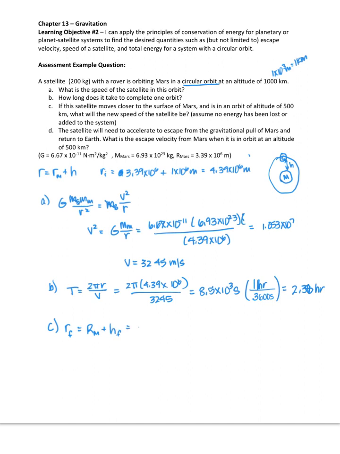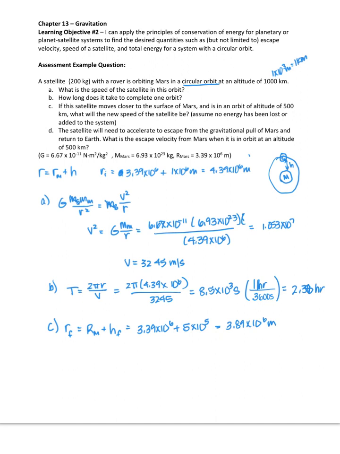So the radius was 3.39 times 10 to the 6. And 500 kilometers is 5 times 10 to the 5th meters. And so my new radius is 3.89 times 10 to the 6 meters.